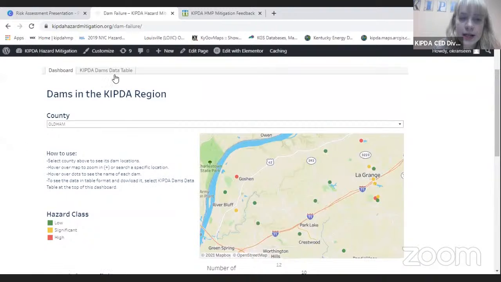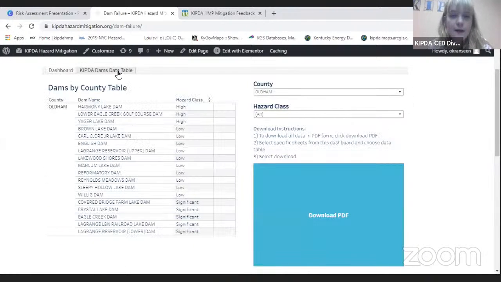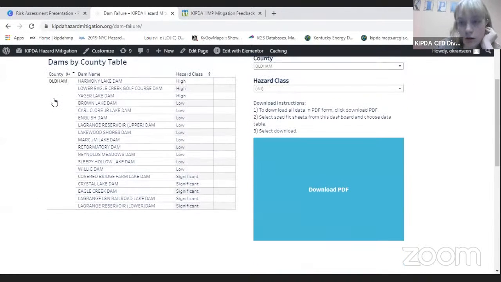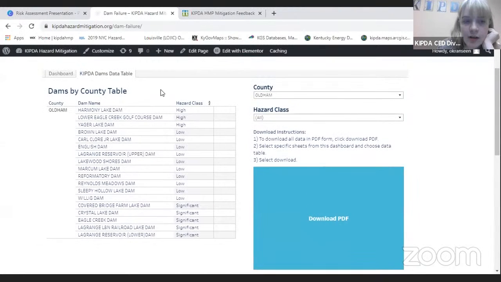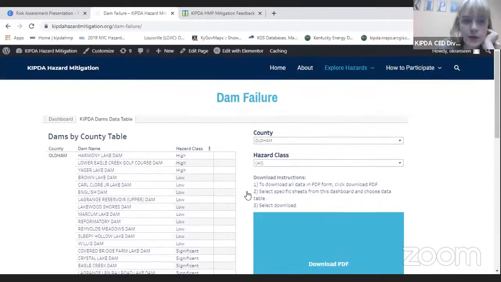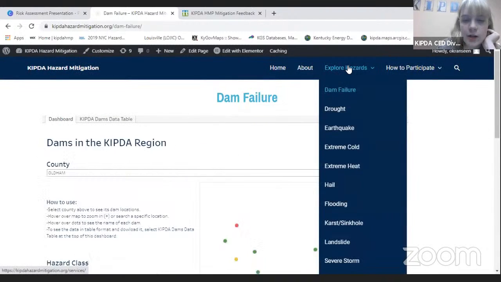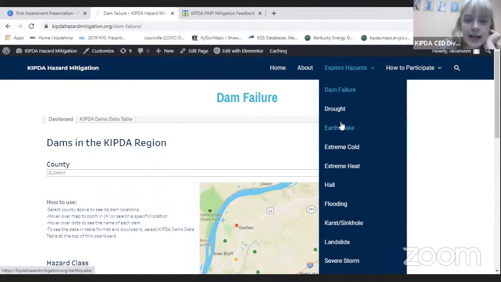And so that's great. And then for all of these tables and interfaces, we also have a data table. This is where you can download all of the data that we have available. You simply press download PDF, and then you can download all of Oldham County's information. So that's a pretty easy way to do it. We've done that for as many hazards as we can. Anne-Marie's been great about getting us data for that.